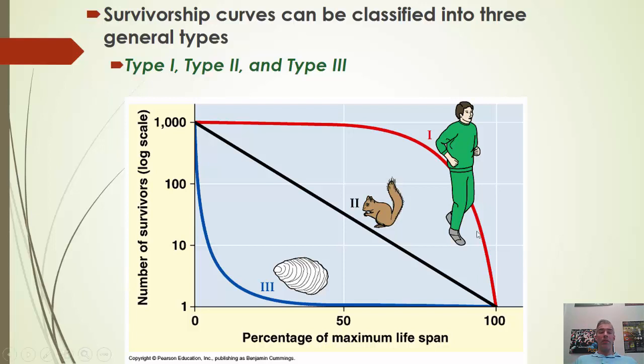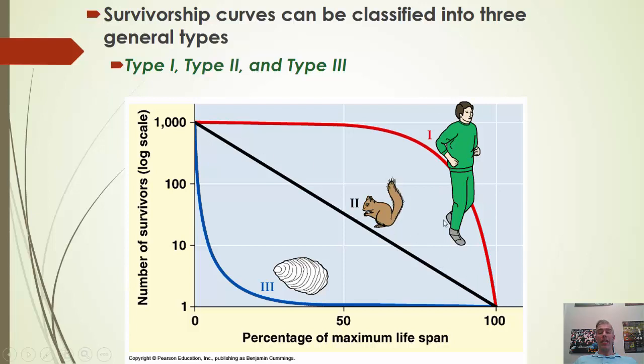And a type 3 curve is the opposite of that. In a type 3 curve, what you have is massive death early on, but if you do survive, you're going to tend to live a long life. Okay, so that's a type 3 curve. A type 2 curve is where it's pretty steady throughout your life.